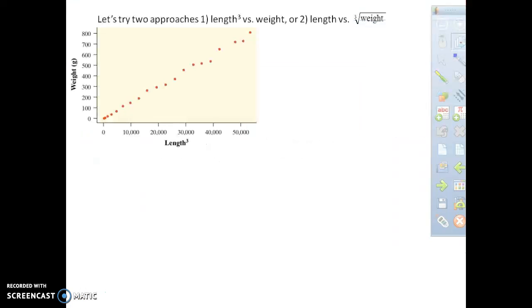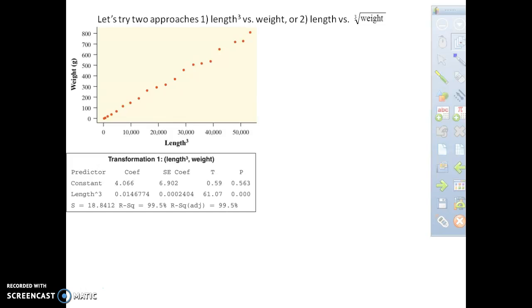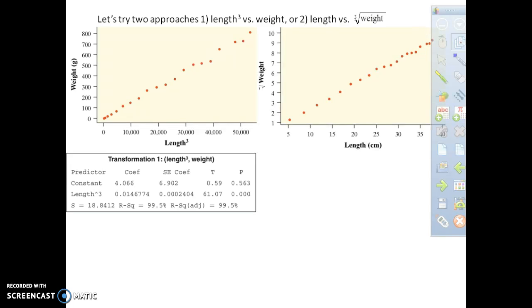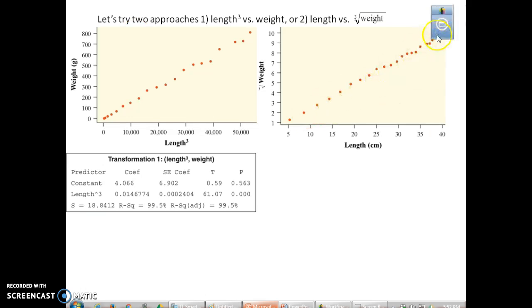Okay, so that's the first scatter plot that we looked at, and it looks strong, or there's a strong positive linear association between length cubed and weight. You have to be very careful that you don't talk about length and weight having a linear relationship. They do not. Length cubed and weight do. So this is going to be the second transformation, also a positive, strong linear association between length and the cube root of weight. And then I ran this regression as well.